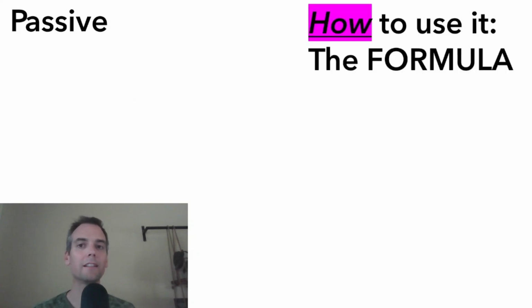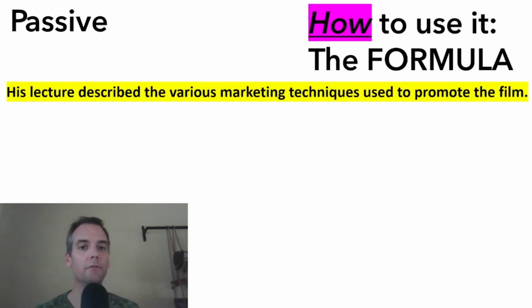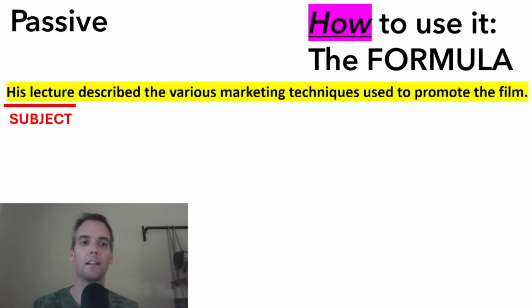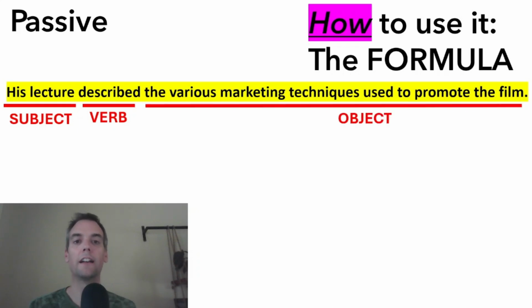So that's why. Then how do we do this? What is the formula for using the passive correctly and effectively? Well, we're going to start with an active sentence because this is much more common in English. And then we're going to transform it to passive so you can think about how to formulate your own passive sentences. So in my active sentence, I've got his lecture described various marketing techniques used to promote the film. I've got a subject, his lecture, a verb, described, and an object, various marketing techniques used to promote the film.